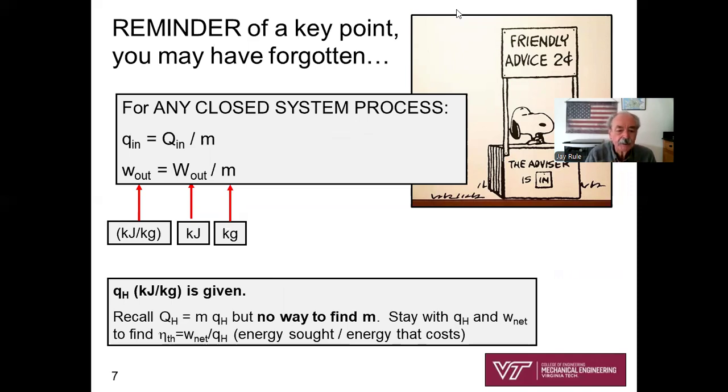We'll blaze through this. Remember that little q in, what's the definition of little q in? Well, that's capital Q in, kind of like what you learned early in the semester, divided by the mass. So the units of little q in and little w out are going to be kilojoules per kilogram. And what you learned early in the semester, capital Q in, capital W out, kilojoules, mass, of course, kilograms. Therefore, little q in, little w out is going to have units kilojoules per kilogram. And so in this problem, little qh is given. So be aware of that.